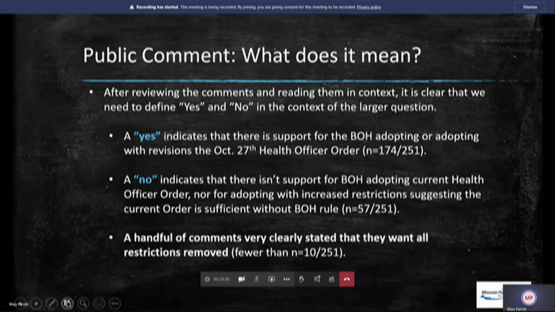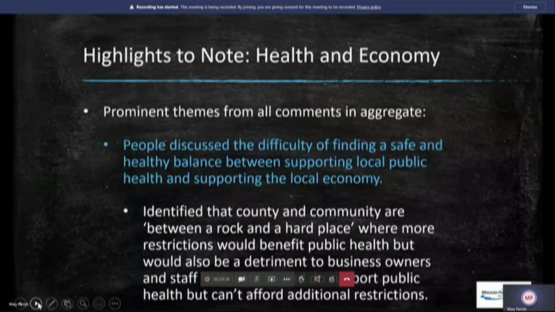And there were really only a handful of comments, I would say less than 10, that very clearly indicated, hey, we want all of this to go by the wayside and remove all restrictions. And here I'm just going to get into some prominent themes that rose to the surface when reviewing the comments. People really acknowledge that this is a very, very difficult space that we're all trying to navigate with the information that we have at hand.